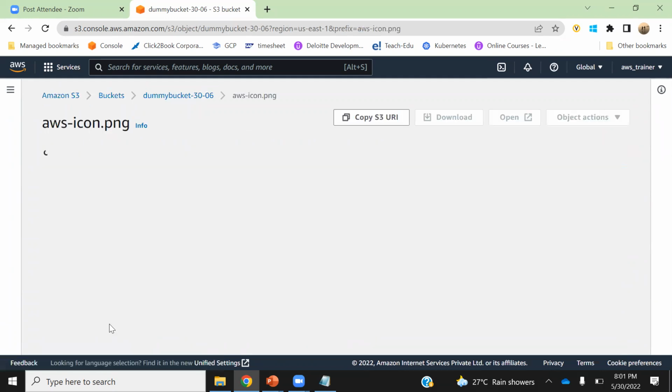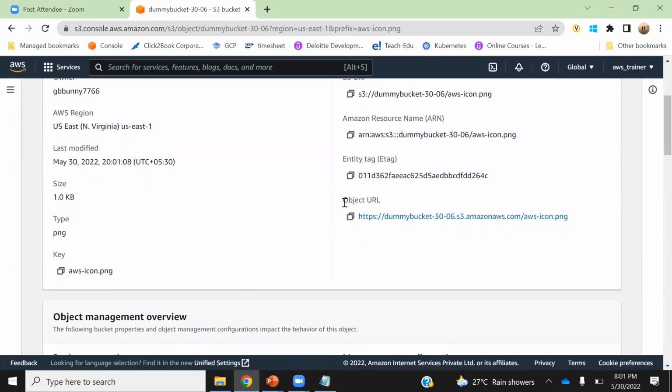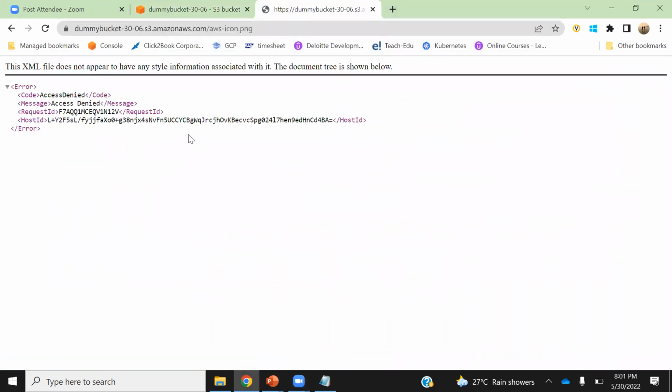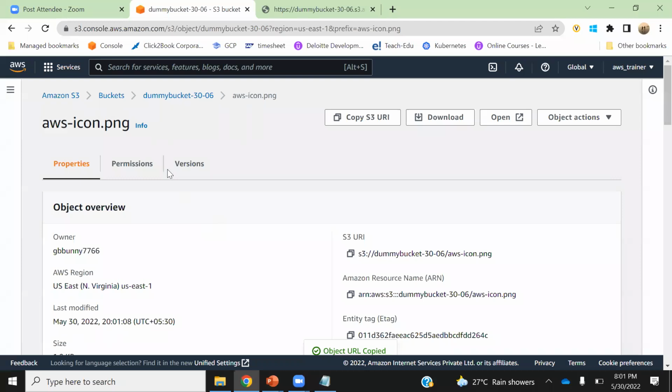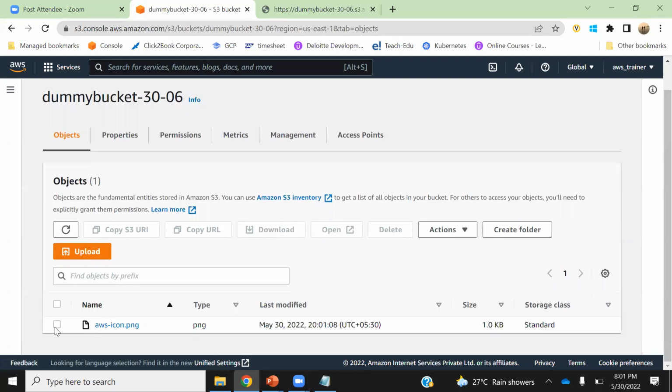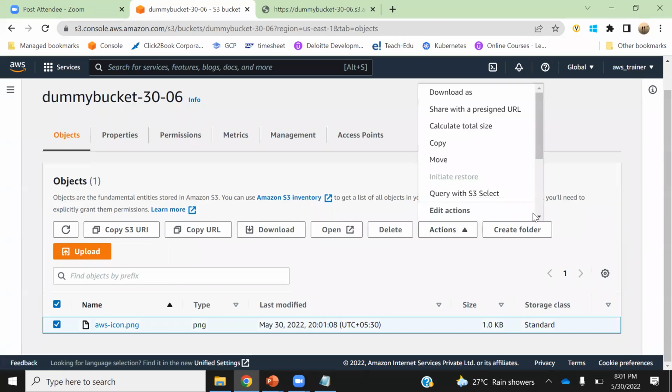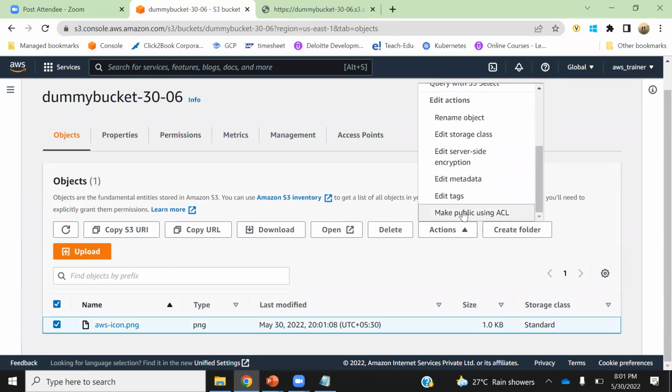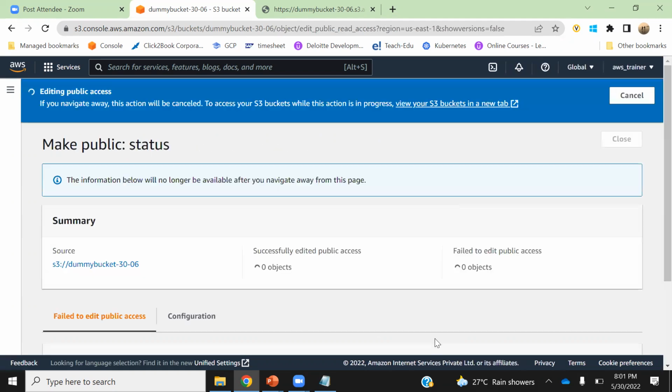If you go inside this, you get a URL. Take this and let's try to access whatever we have here. And here you see you get access denied. It means the content which you have in your S3 bucket is not accessible from the outside world. What can I do? I can go back to this item, and here I can say, make it public. Make public using ACL. I told you ACL is there. Make it public.